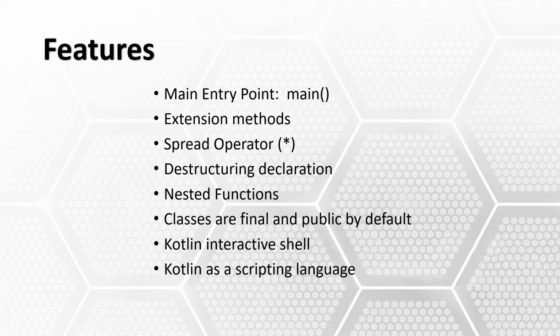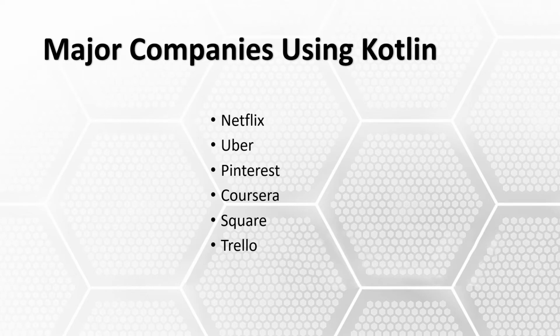Then we have the Kotlin interactive shell for live coding, like the Python shell or the Deno shell. Kotlin is a scripting language, that means you can write scripts by using the .kts extension. Major companies using Kotlin include Netflix, Uber, Pinterest, Coursera, Square, Trello. So the future of Kotlin developers is very good.